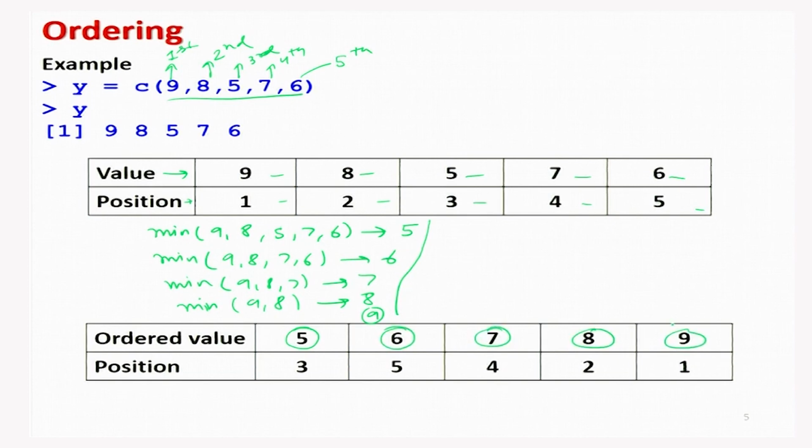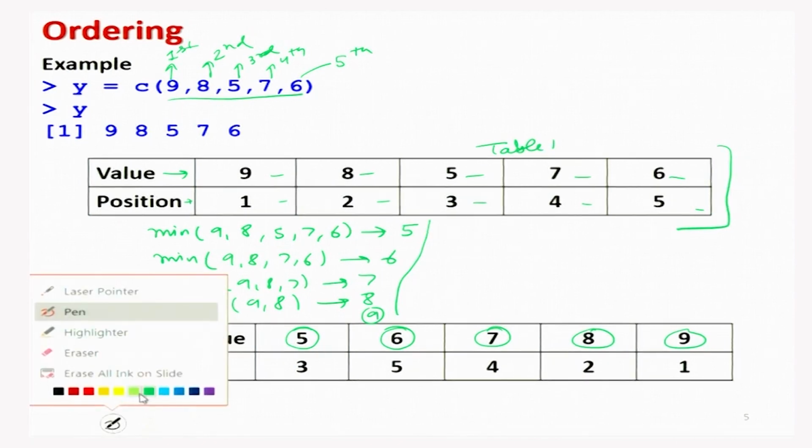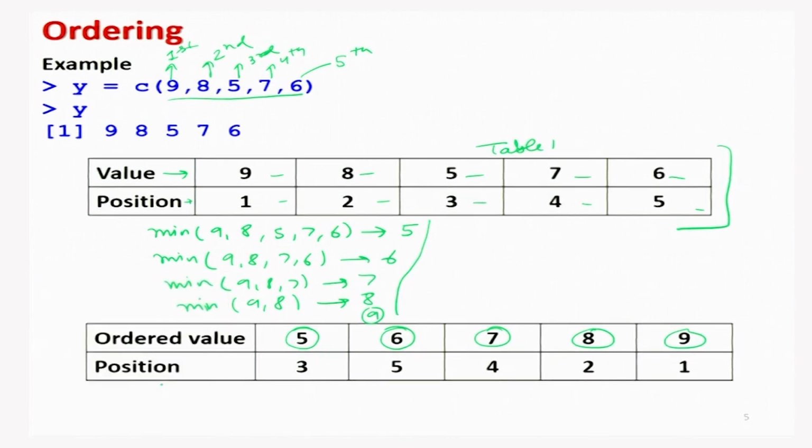Now, let me call the given values table 1. I write down these values from the table, but I move them with their position values. What is my first value? It is 5. I go to table 1, pick up 5, bring it here to the first value, and write down 5 and 3.